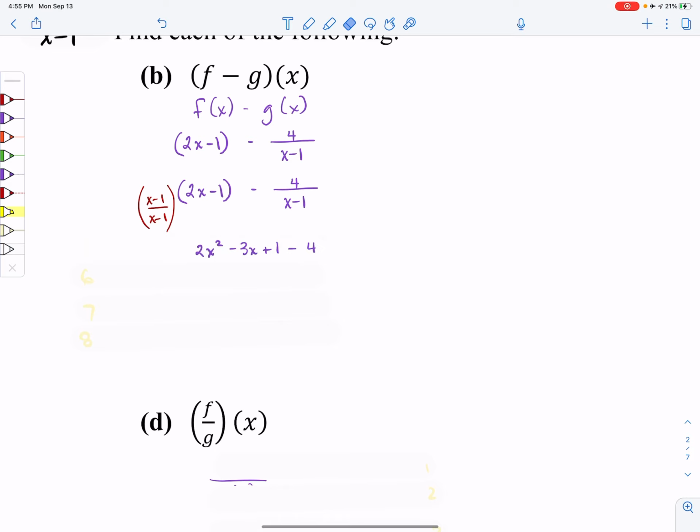And so on top, I'll FOIL. Go ahead and subtract that 4. And then on bottom, I have my common denominator that I just write. Combine like terms on top, keep the denominator.